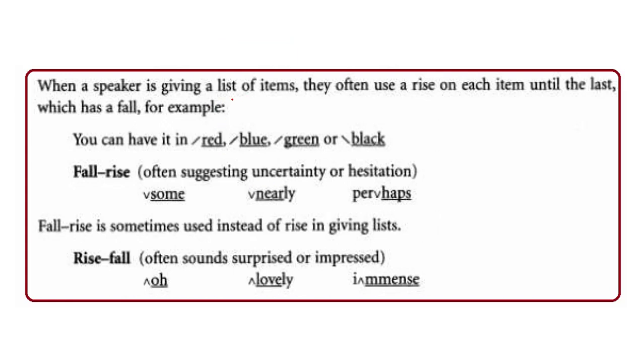When a speaker is giving a list of items, they often use a rise on each item until the last, which has a fall. For example, you can have it in red, blue, green, or black. The fall-rise tone often suggesting uncertainty or hesitation, and the fall-rise is sometimes used instead of rise in giving lists. And finally, the rise-fall tone often sounds surprised or impressed.